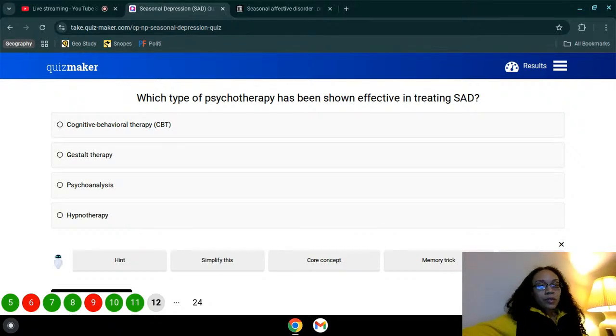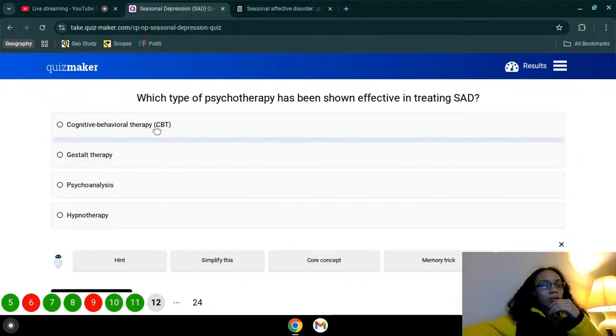Which type of psychotherapy has been shown effective in treating SAD? I think it's just cognitive behavioral therapy.